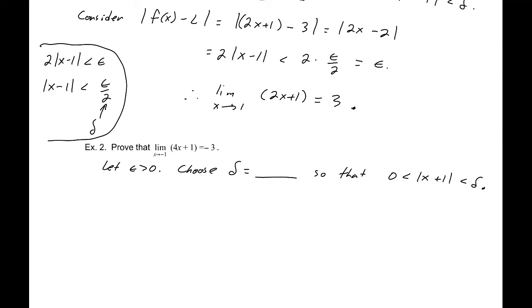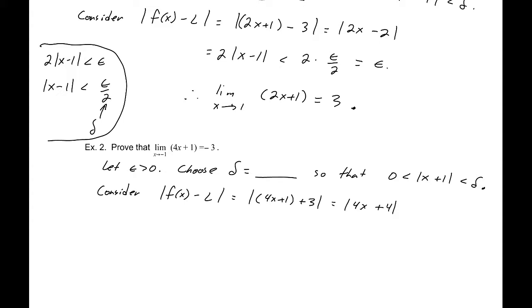All right, now consider the absolute value of f of x minus L, which is the absolute value of 4x plus 1 minus our limit, which is -3. So I'm going to go ahead and just say plus 3 there. And that would be 4x plus 4.